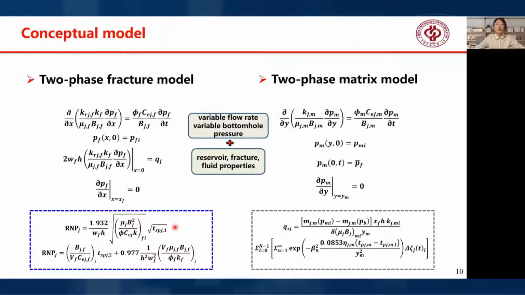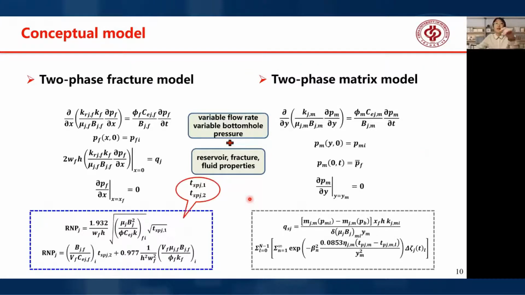From this model, we brought in RMP to get the variable flow rate, and the other variable BHP and reservoir fracture fluid properties also represented in these mathematical models. And there is a parameter KGM. The parameter can be replaced by the total apparent permeability. If not, this model is suitable for conventional reservoirs.